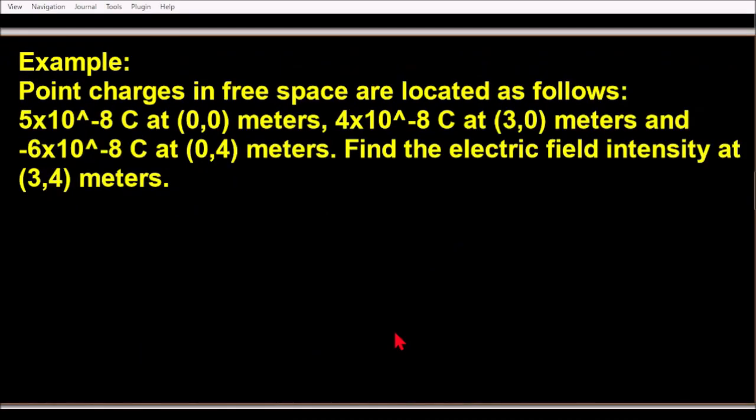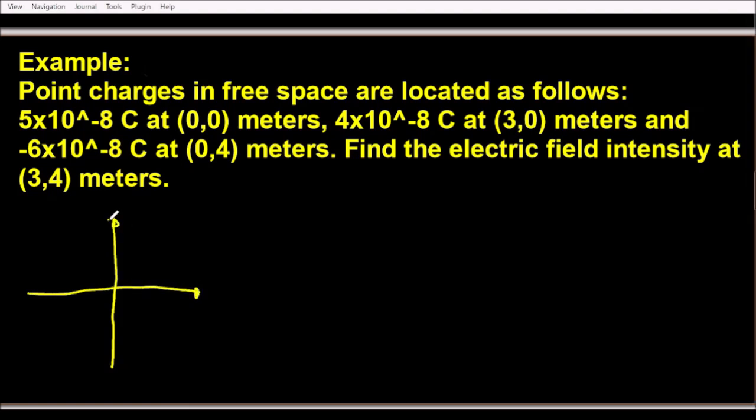So point charges in free space are located as follows. We have 5 times 10 to the power of negative 8 coulomb at 0 meters, 4 times 10 to the power of negative 8 coulomb at 3 meters, and negative 6 times 10 to the power of negative 8 coulomb at 4 meters. Find the electric field intensity at 3,4 meters. If you notice, the given distances are all in coordinates, so this is the x and y coordinate. So for this one, we need to create a Cartesian coordinate system.